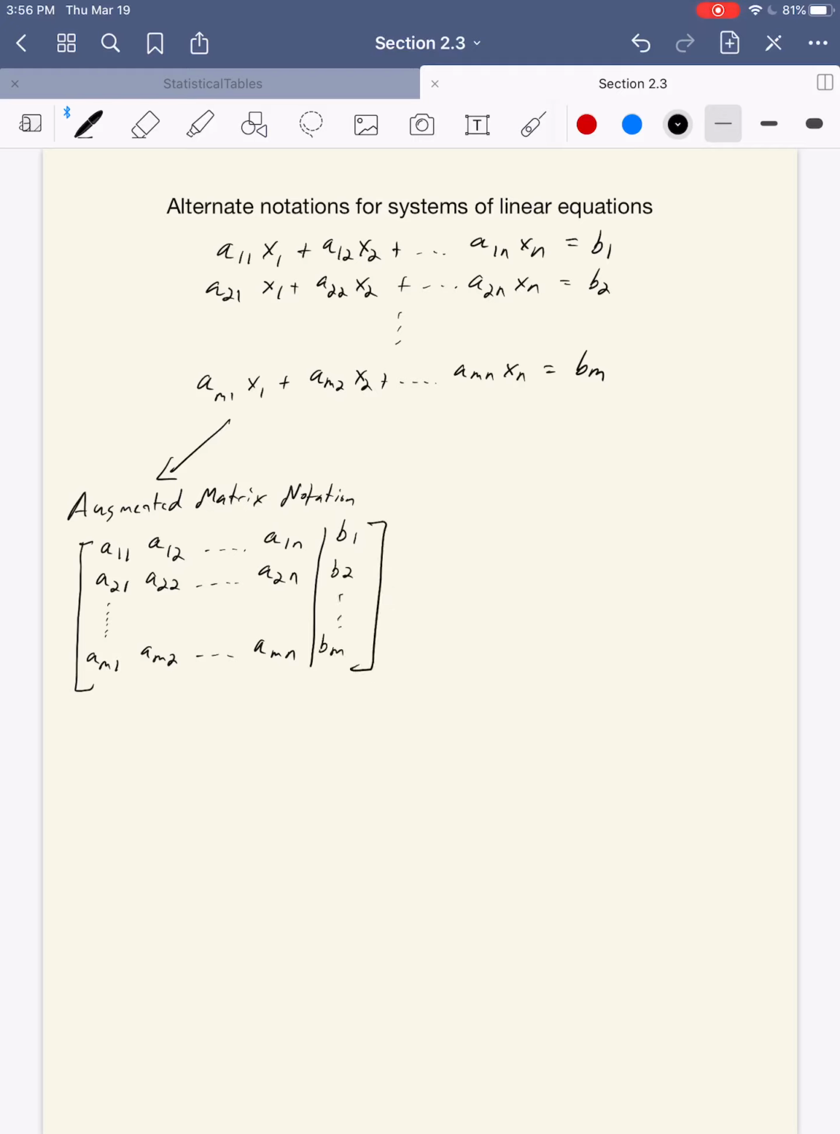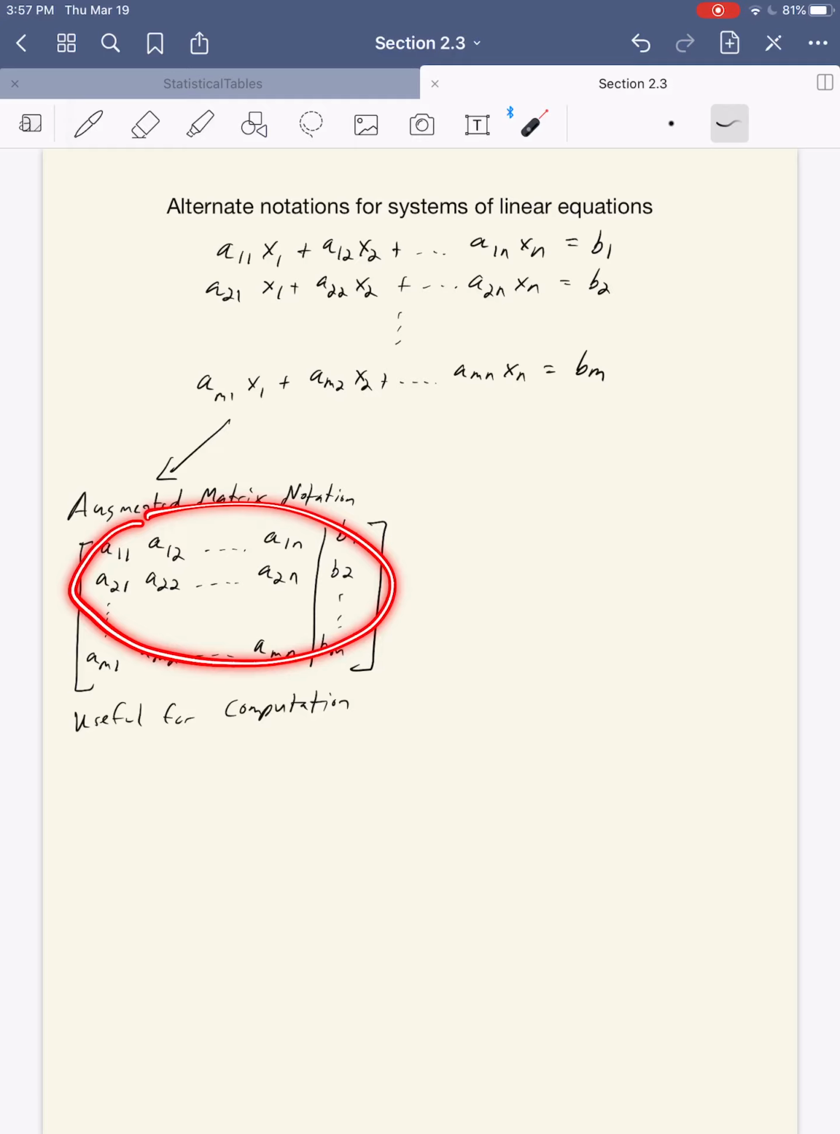And this augmented matrix notation basically keeps track of all the important constants and coefficients of the system in matrix form. So it's very handy. This is very useful for computation, and we'll see some ways of manipulating this format to actually come up with solutions to it. So very handy for computation.